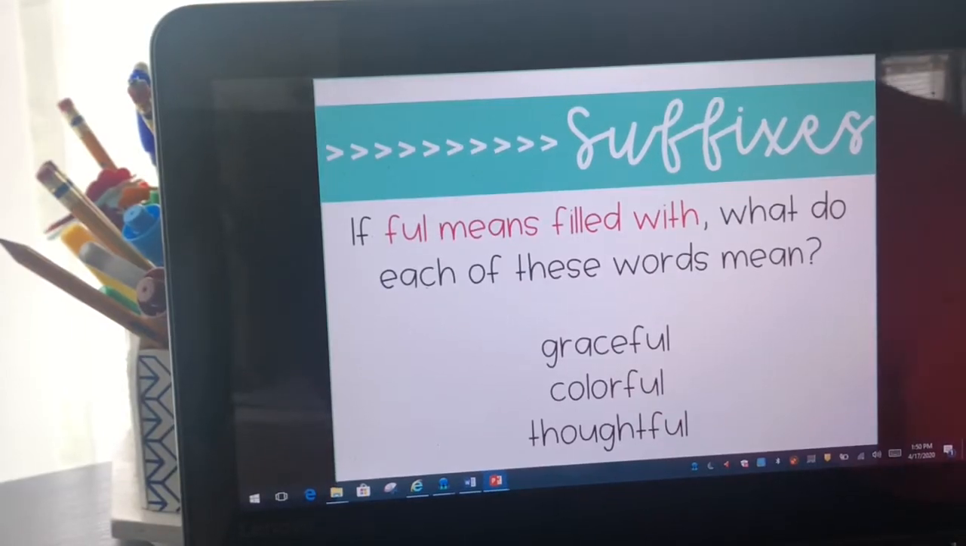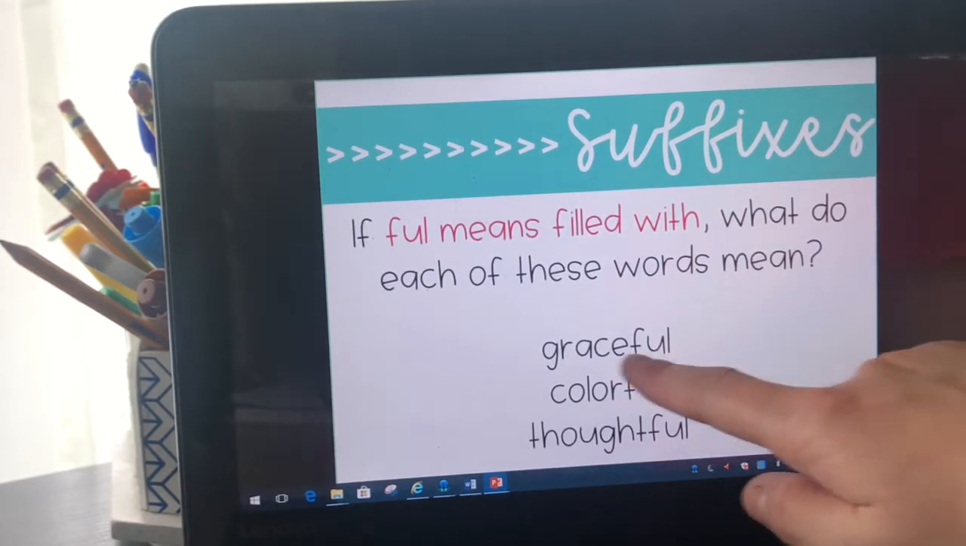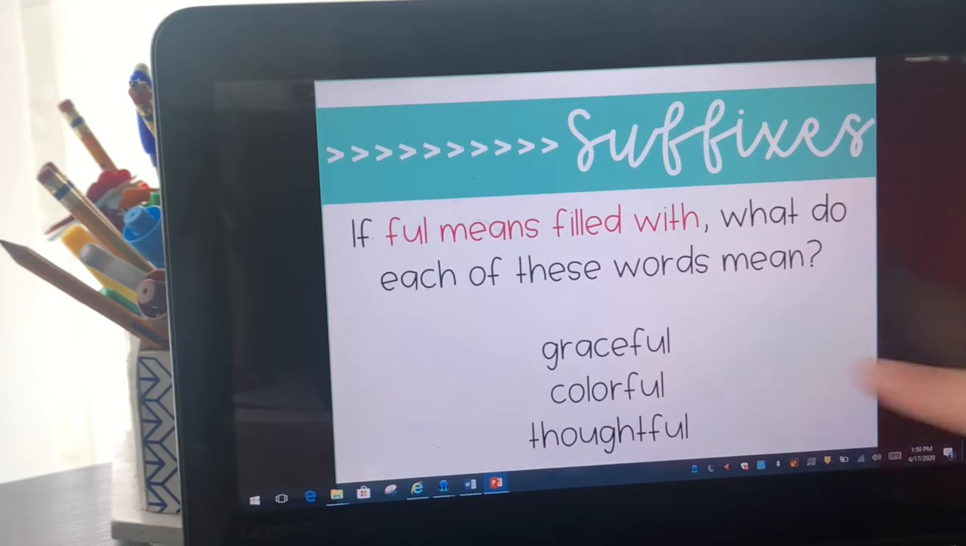If full means filled with, what do each of these words mean? Graceful, colorful, thoughtful? Think about it. Full of grace, full of color, full of thought.